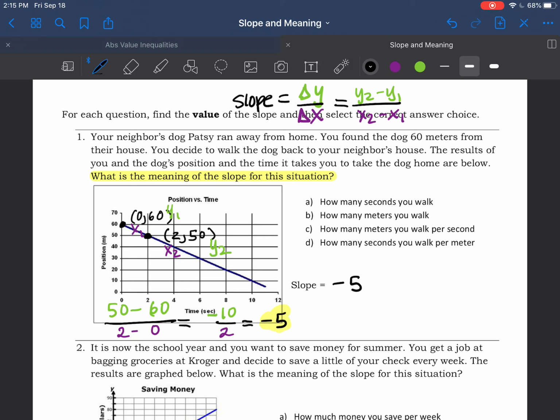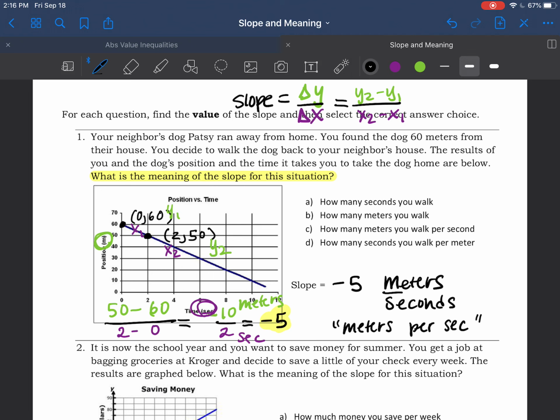But to determine the meaning of this, you want to put units on that. And so the y's are measuring meters. And then the x's are measuring seconds. And so the units on this is meters over seconds. I'm going to rewrite it vertically. Meters over seconds. And so we read that as meters per second.